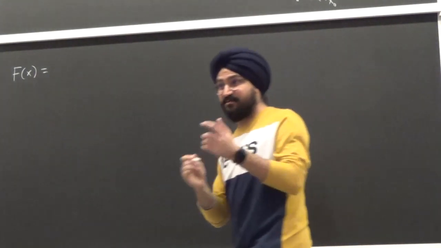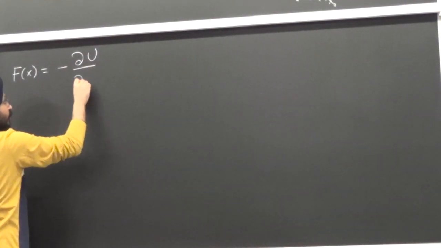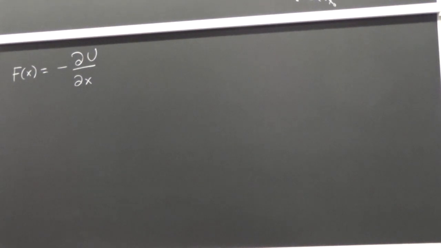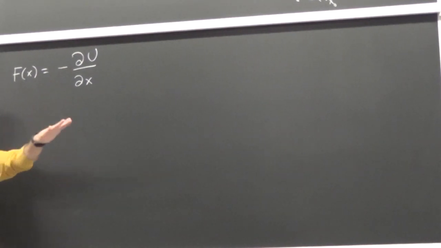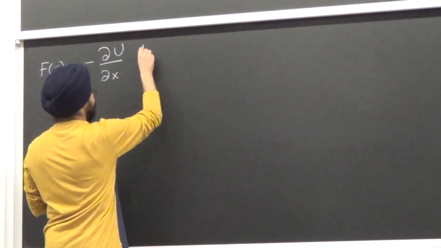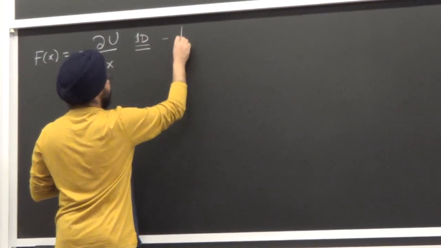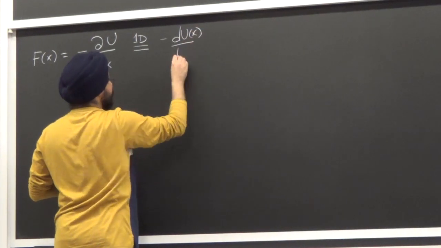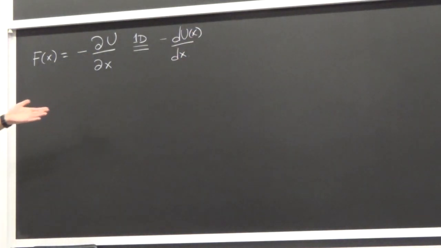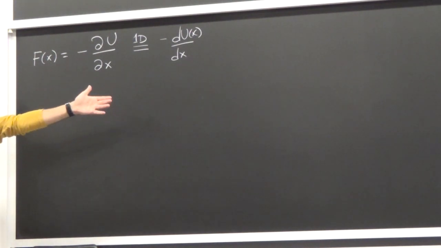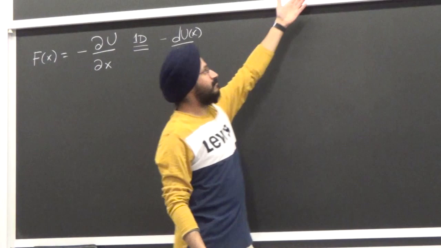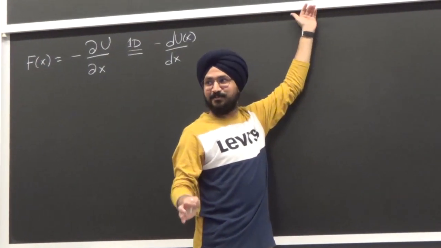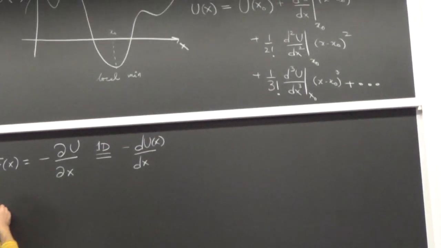The force acting on a particle in a potential energy field is just the negative of the differential of the potential with respect to that coordinate. Okay? And since we're working in one dimension, this is just minus du of x over dx. That's the force. You have the potential energy, you differentiate it, you get the forces at every point in space. Okay? So we have a function, we learned calculus, we can do this. So what's f of x?